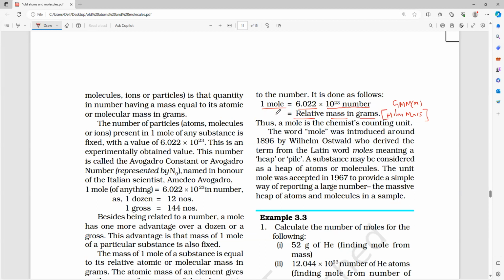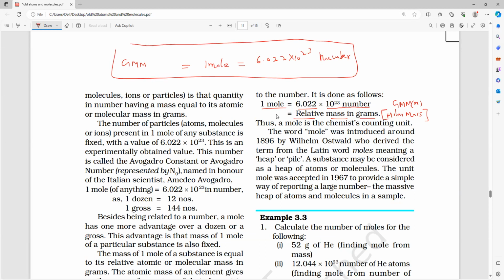So the most important statement, one single statement, I will write it. All of you note it. 1 mole of any substance is equal to Avogadro number of particles or atoms or molecules, which is equal to the GMM of the substance. Note it. Extremely important point. 1 GMM, meaning gram molecular mass of any substance, is equal to 1 mole, which is equal to Avogadro number of particles. I hope you all are clear.